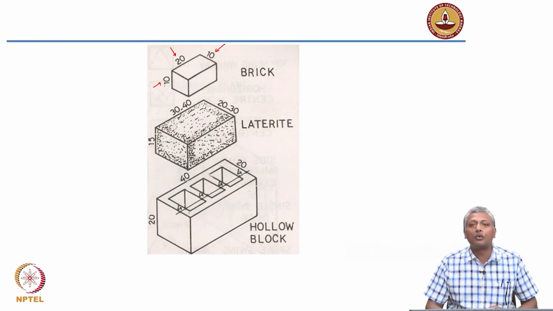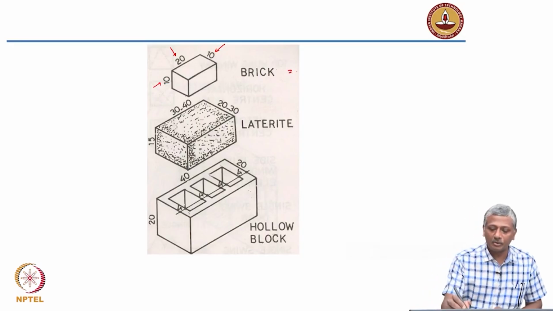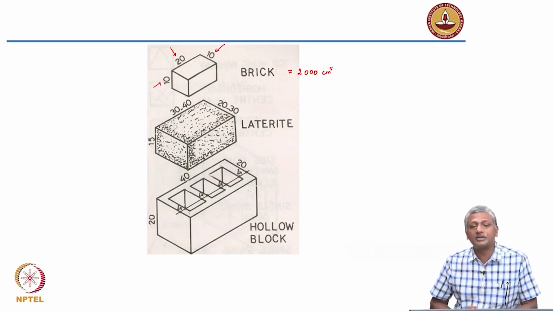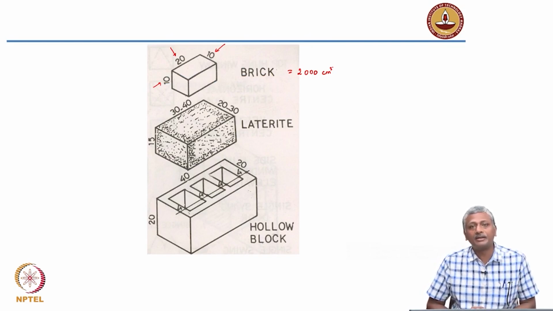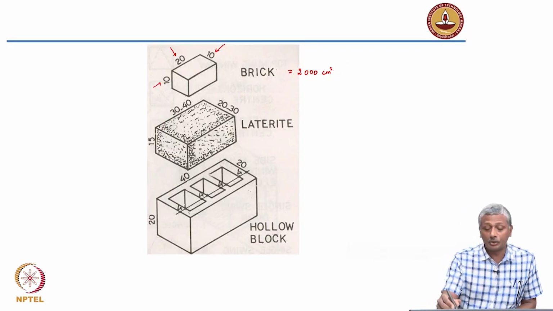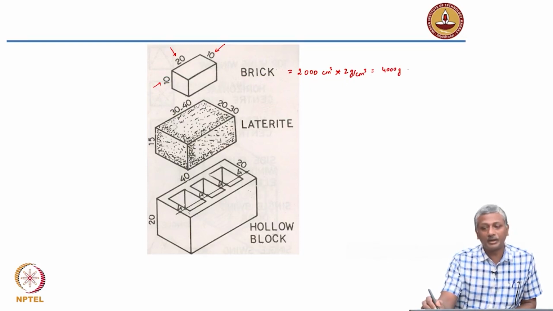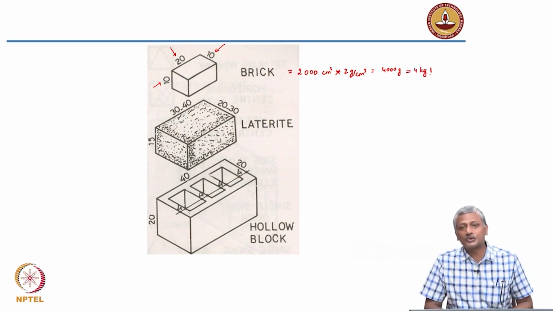So if you think about this, the volume of the brick itself is about 2000 cubic centimeters, right? So this is 10 centimeters by 10 centimeters by 20 centimeters. So that's 2000 cubic centimeters. And if you multiply that by the density of the brick, which is 2 grams per cubic centimeter, you get a mass of 4000 grams, okay? Just 4 kilograms. Each brick actually weighs close to 4 kilograms.